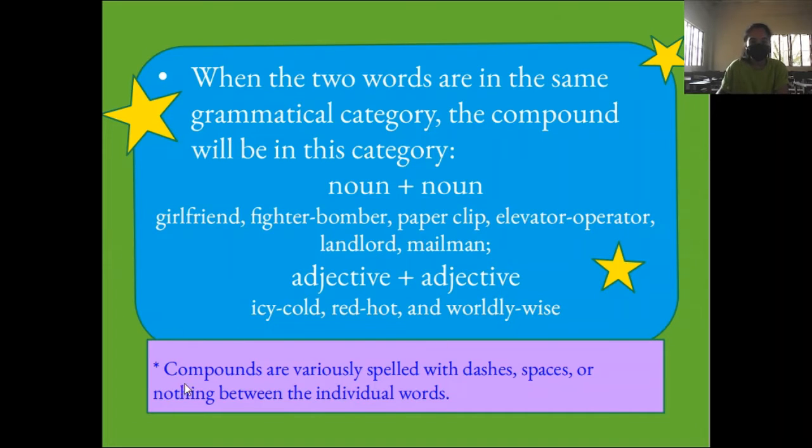Take note that compounds are variously spelled with dashes, spaces, or nothing between the individual words. Like this one, girlfriend. There's no dash here. And paperclip has a space in the middle of the two words. So there's no constant spelling in compound words.